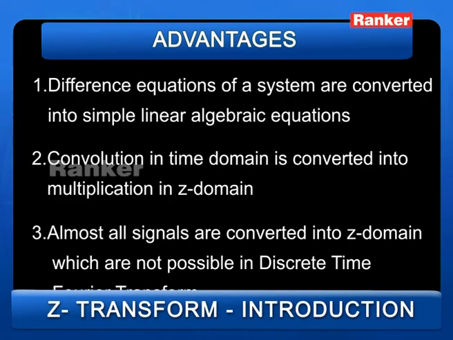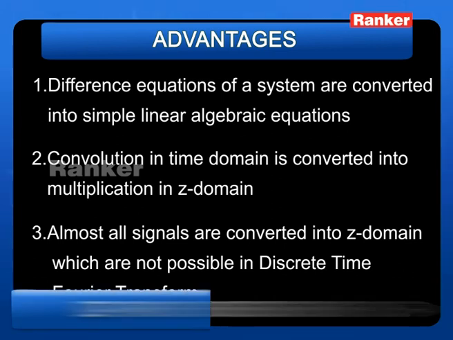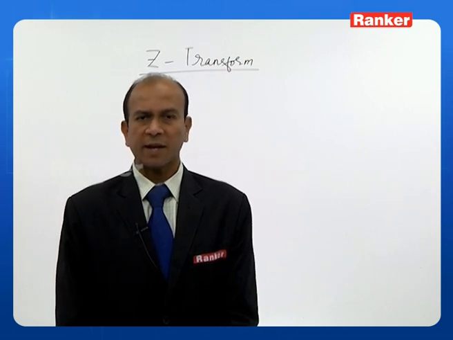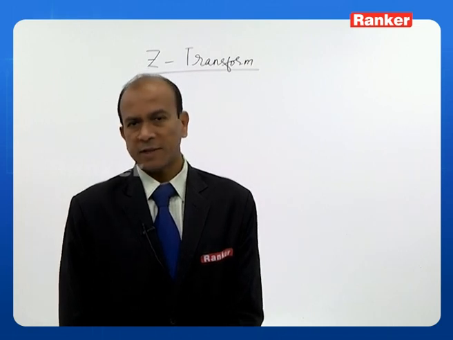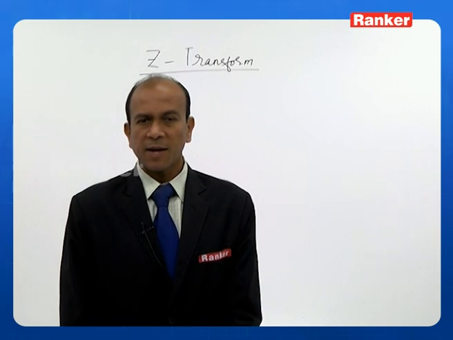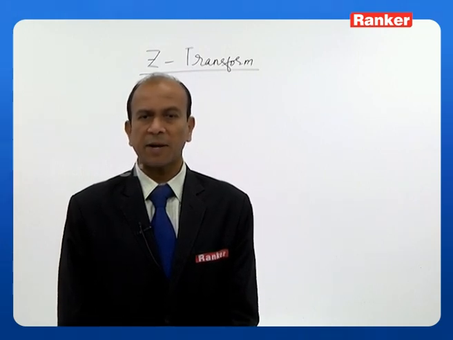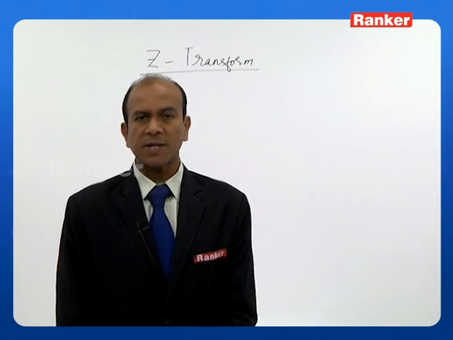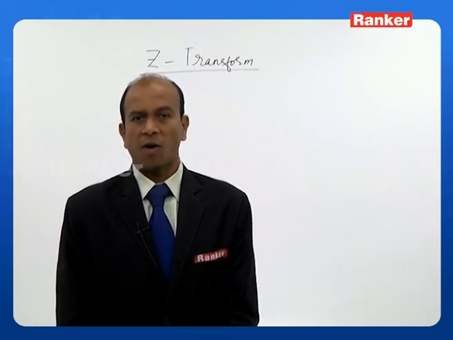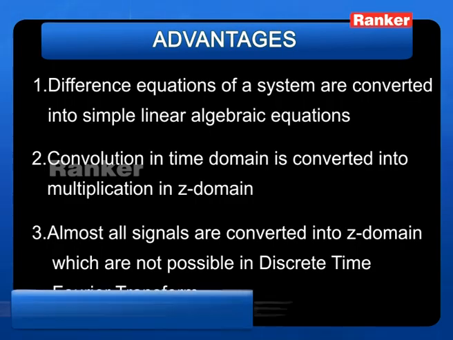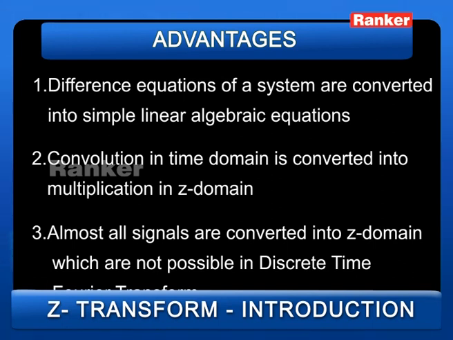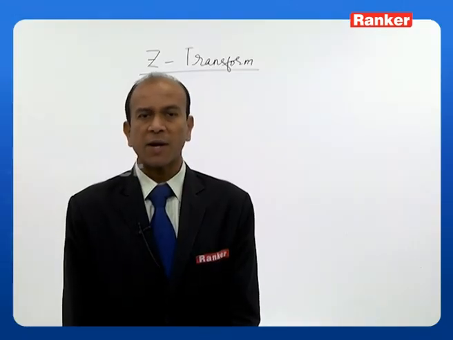Third point, almost all signals can be converted into the z domain, which is not possible in the discrete time Fourier transform. So, almost all signals I can convert into z transforms. The equivalent of this z transform is called the discrete time Fourier transform. Here, not all signals can be converted into discrete time Fourier transforms. So, z transforms come into that place where almost all signals can be converted. I read this again, third one: almost all signals are converted to z domain which is not possible in discrete time Fourier transform.